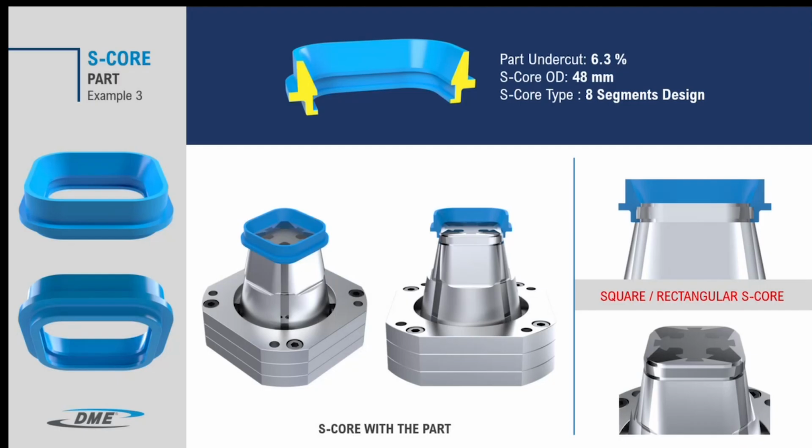The rectangular collapsible core is a game changer. It can handle complex undercuts easily and make the production simple. You can come to the next slide.